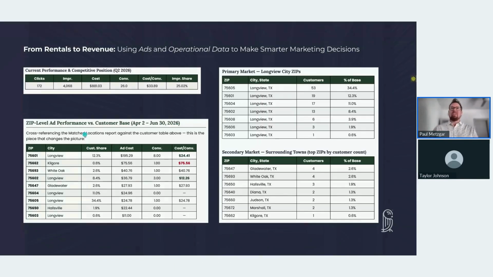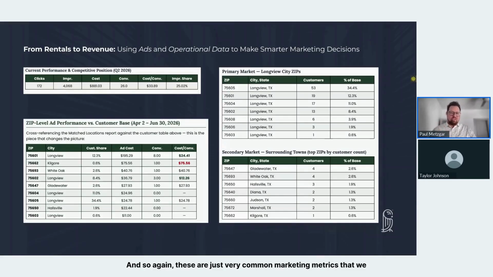I'll break these down for you one by one and just kind of show you what they are and why they're important. So the first one here is the current performance and competitive positioning. This will be mostly on the Google Ads platform. So a traditional marketer is going to have access to this. They're going to be very familiar with that. Again, these will be your clicks on your ads, the number of impressions on your ads, the cost of running those ads, as well as the conversions. And so we get the cost per conversion from that. If none of this makes sense to you, just think of it as the number of people that are seeing the ad, clicking on it, and then ultimately coming to your website to convert.